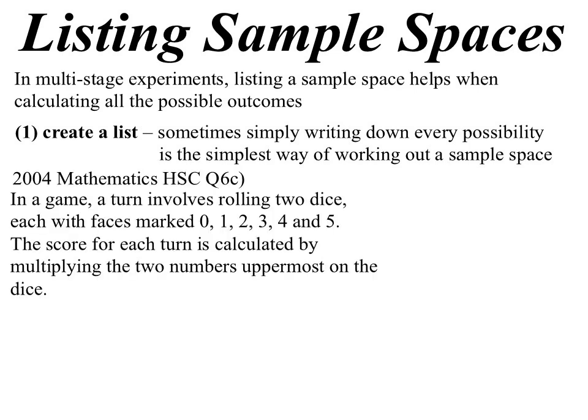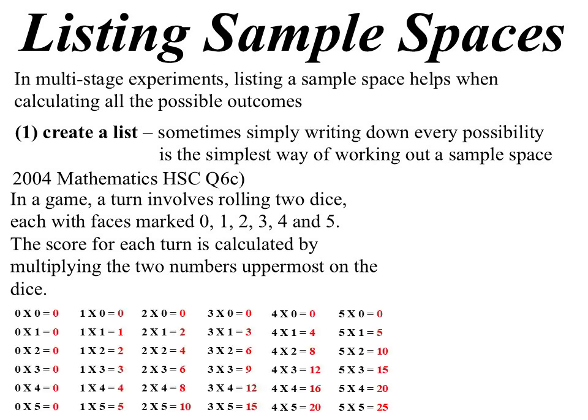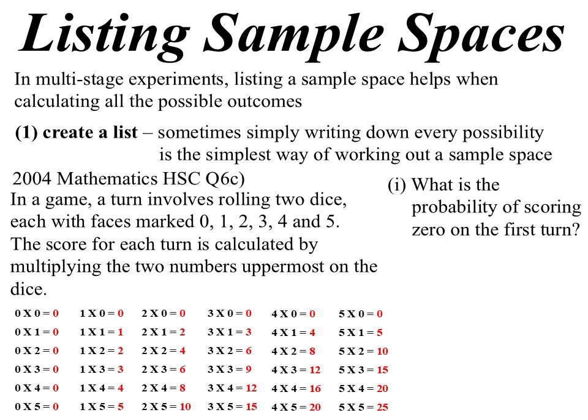2004 HSC, they've got this game, involves rolling 2 dice, but they're not ordinary dice. The sides are actually marked 0, 1, 2, 3, 4 and 5. How we get our score is we roll 2 and then we multiply the 2 numbers together. So I'll just list every possible outcome there. Multiply the 2 numbers together, so red numbers there are the outcome. So if I get a question like that now, I just got to pick it from the list.